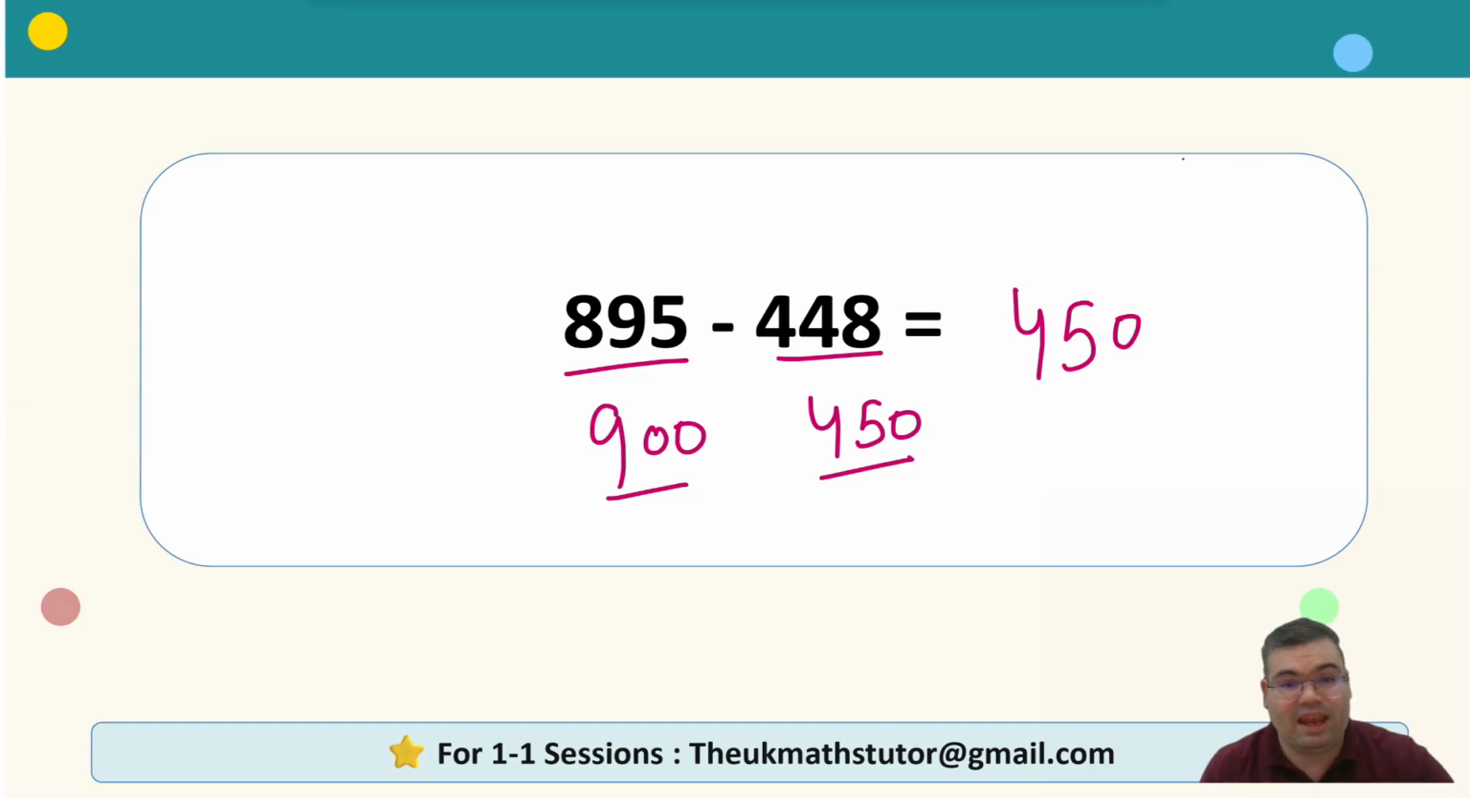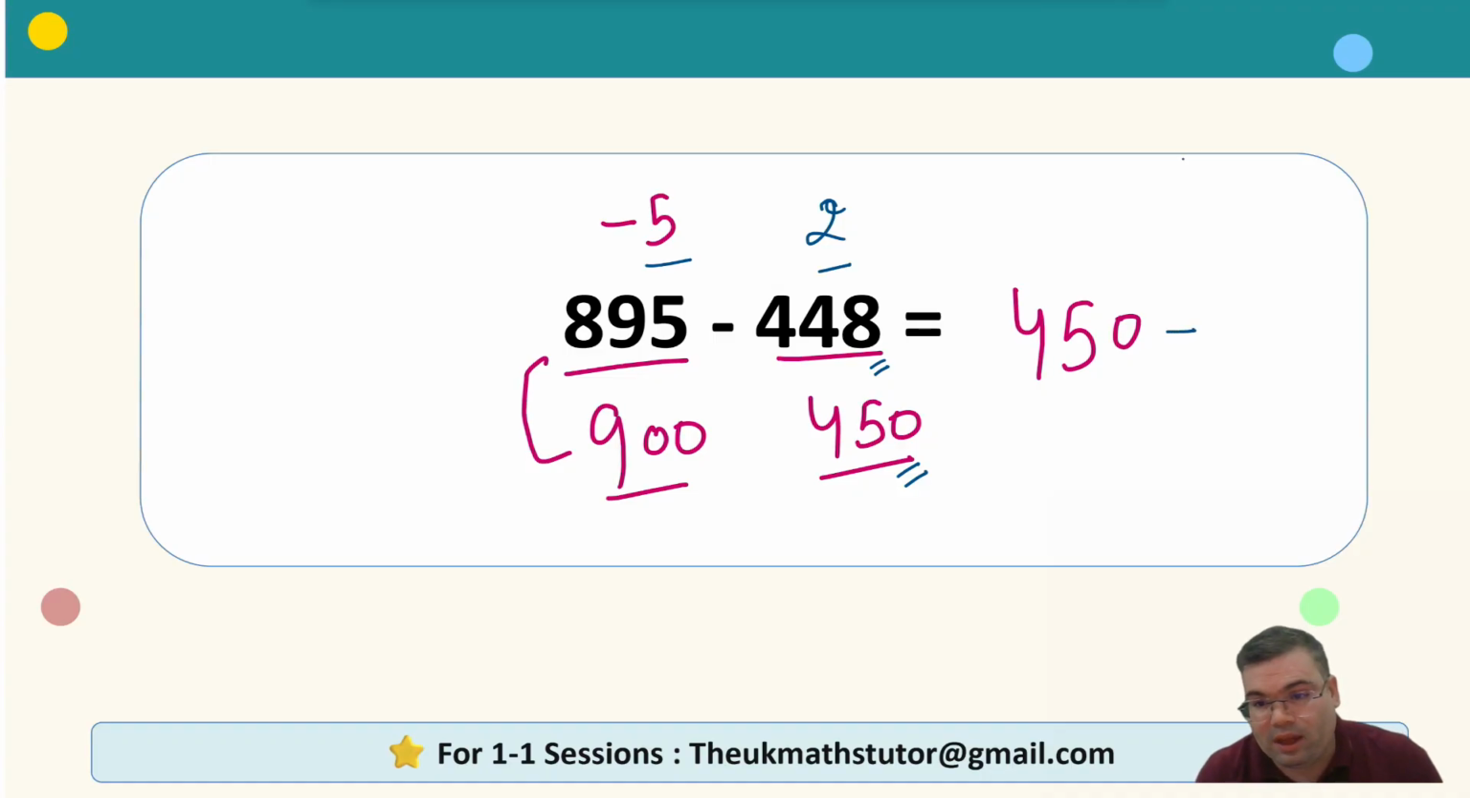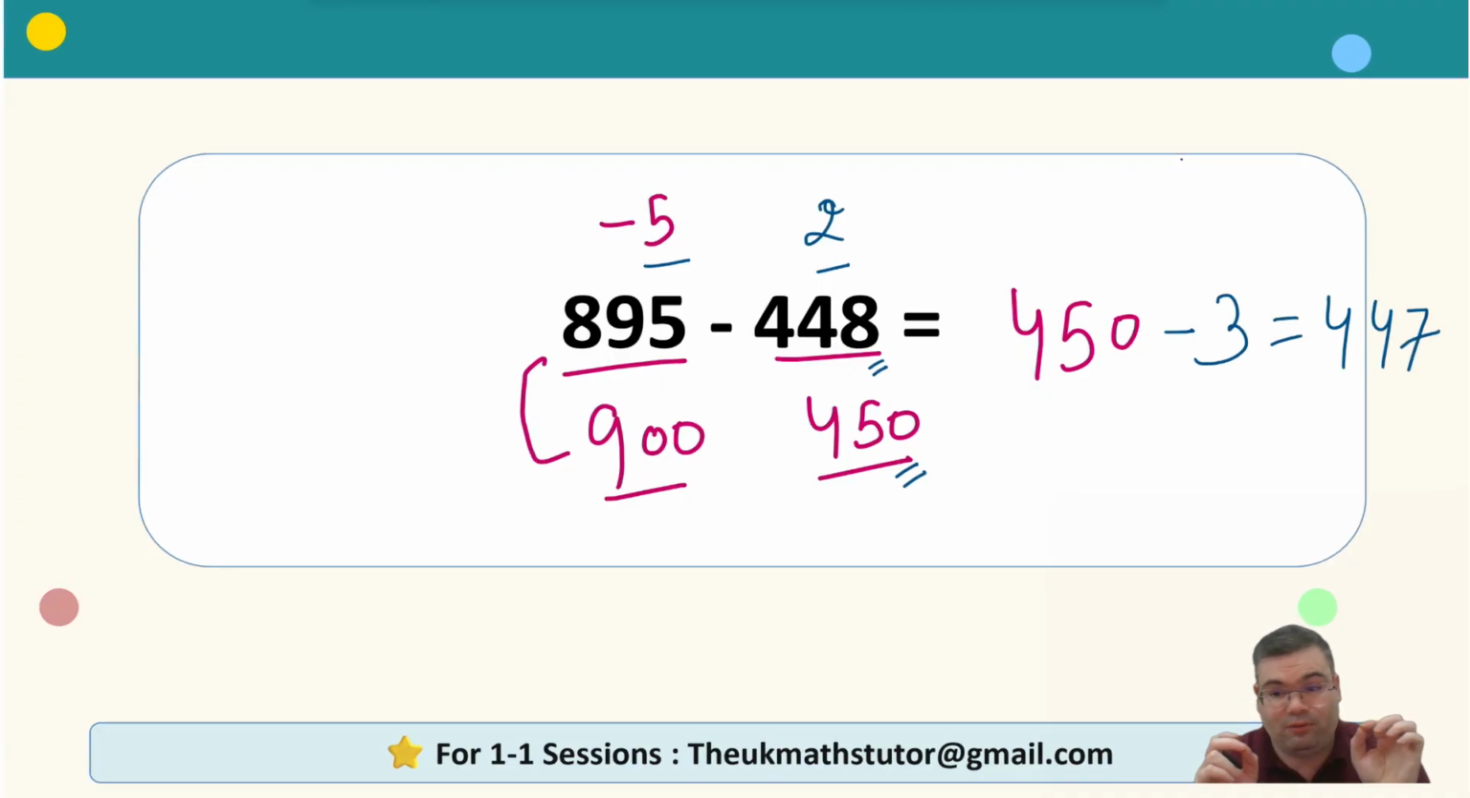Now let's just see, 895 we have written 900, so we have added 5 extra. So that 5 we need to subtract from the final answer. Okay, and we need to subtract 448 but we have subtracted 450, so we have subtracted 2 extra. Okay, so that 2 extra we need to add. So in our final answer we need to subtract 5 and add 2. Okay, so we need to subtract 3 from the final answer. So 450 take away 3 is 447. With a little bit of practice you will do it mentally within 3 seconds.